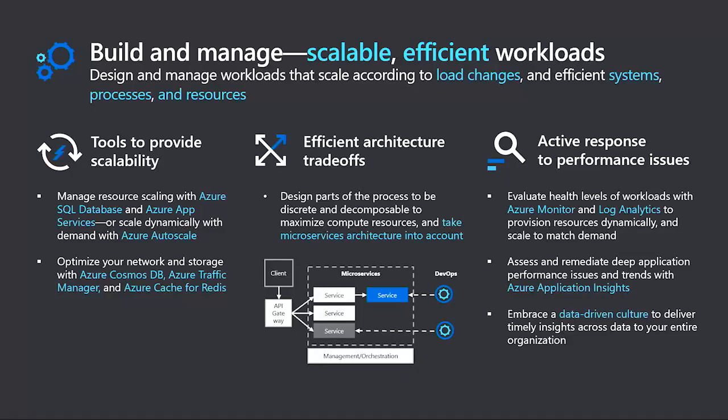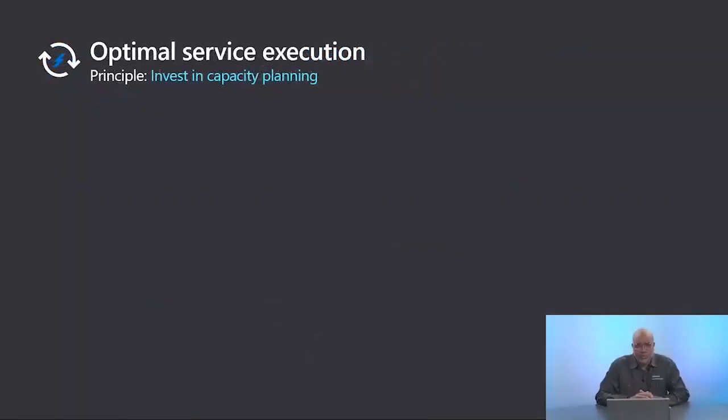Efficient trade-offs with applications. Build and develop your applications with tools that facilitate efficient trade-off choices between performance and the other well-architected framework pillars. Now let's look at these principles in more detail. The first principle here, invest in capacity planning. Load testing in pre-production provides insights and evidence on how your workload will perform at various scales, predicting when and how it could fail, so you can identify and fix errors.